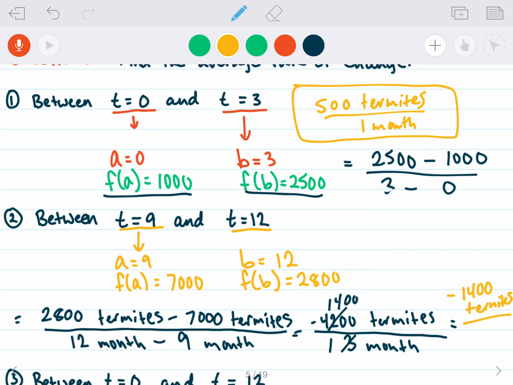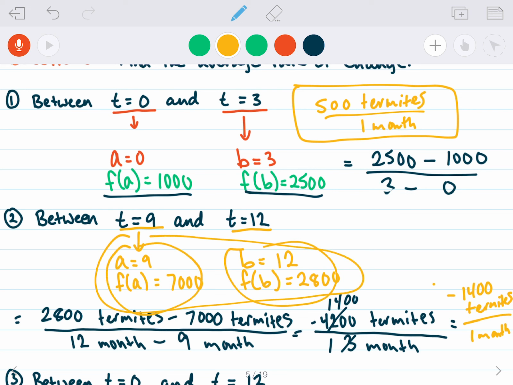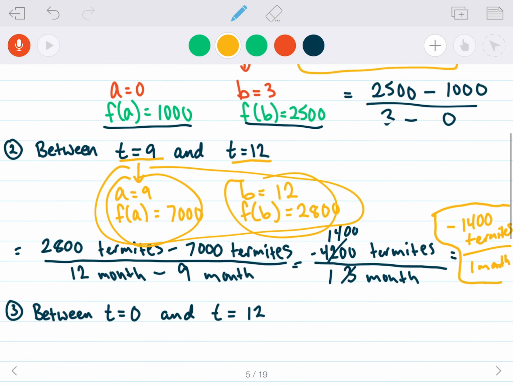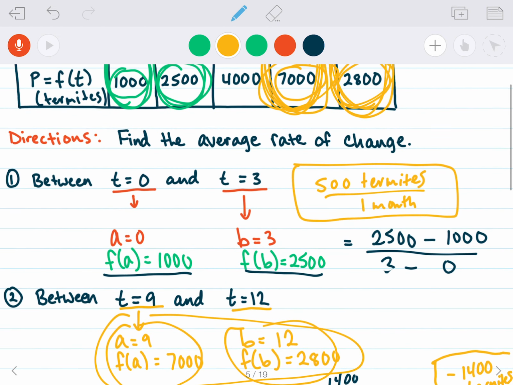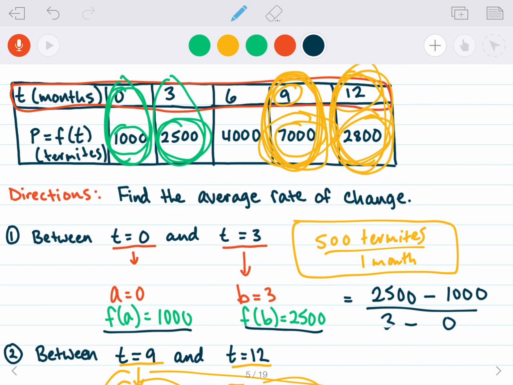So that's how we measure the steepness of the line segment that connects these 2 points right here, this point and this point. The steepness is negative 1,400 termites per month. So we're losing termites in this span. Let's try this one. So between t equals 0 and t equals 12. Now we're connecting the line segment that goes from this point right here to this point right here.